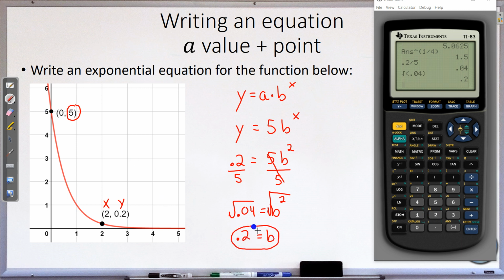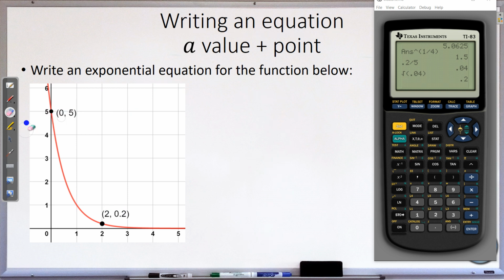Now remember, that's not your answer. We are writing an equation. So I have to write the equation. Y equals, our a value is 5. Our b value is 0.2 to the power of x. So there is our completed equation that will give us this graph.